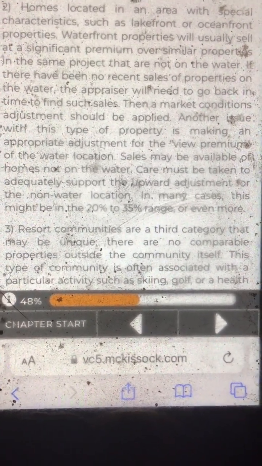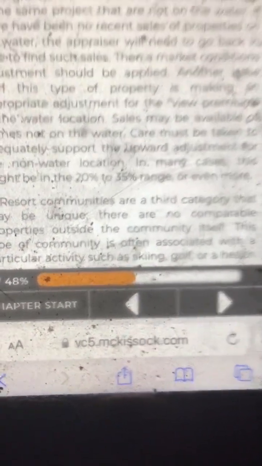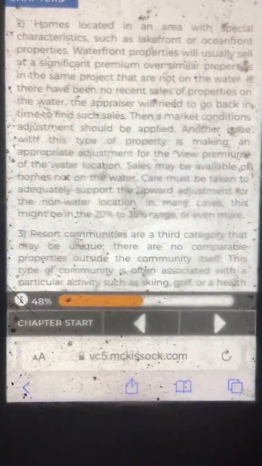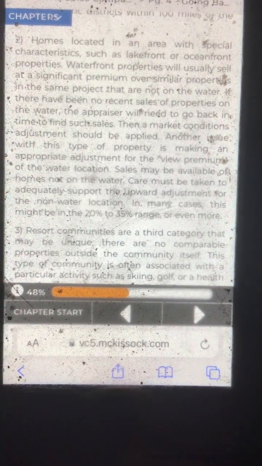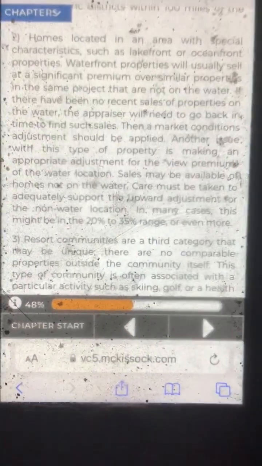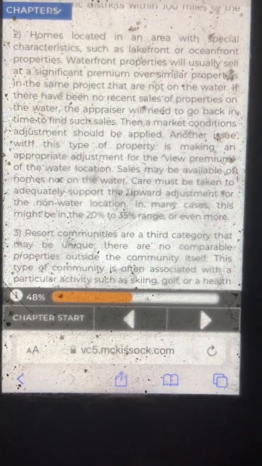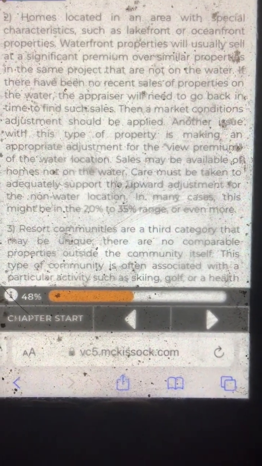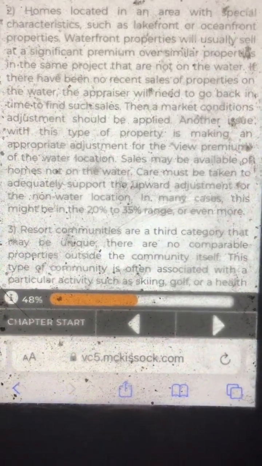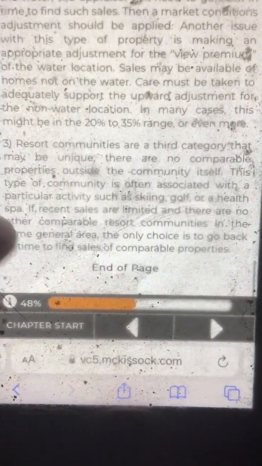Another issue with this type of property is making an appropriate adjustment for the view premium of the water location. Sales may be available of homes not on the water. Care must be taken to adequately support the upward adjustment for the non-water location. In many cases, this might be in the 20% to 35% range or even more.